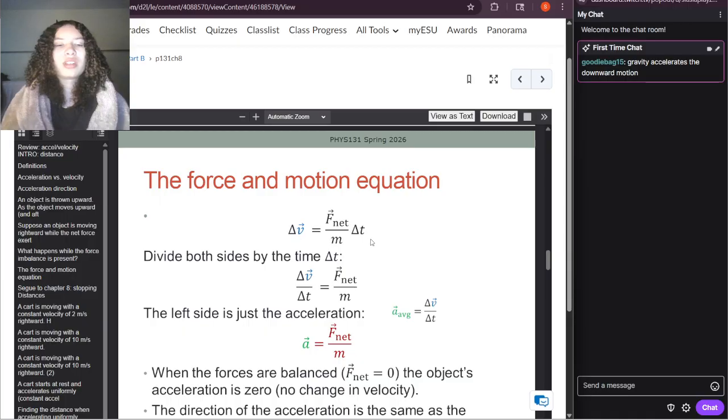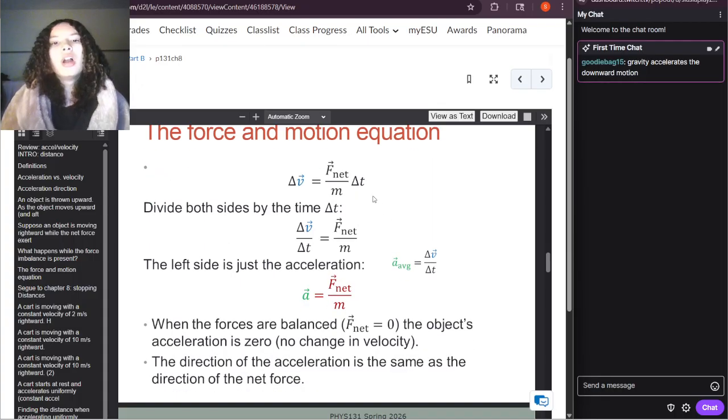Ugh, equations. Alright, net force over mass times time is the change in velocity. Divide both sides by the change in time, delta t. Oh yeah, this is physics.